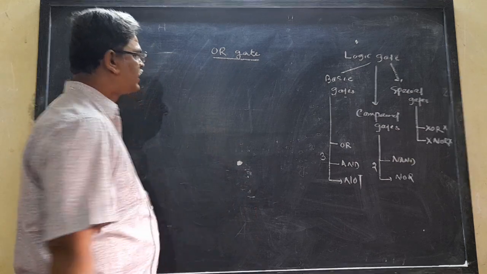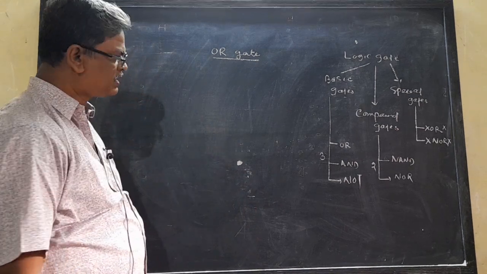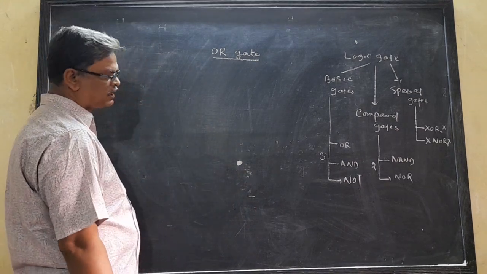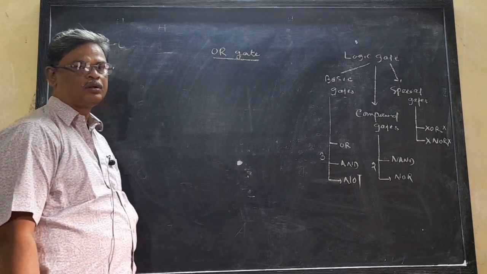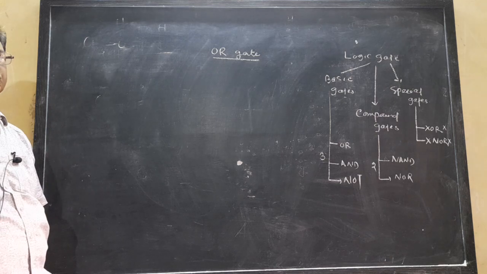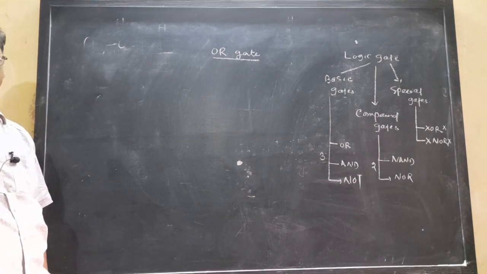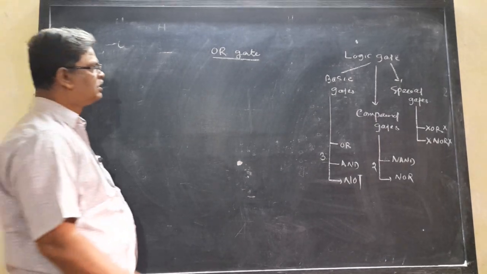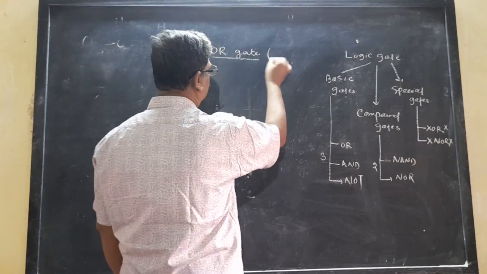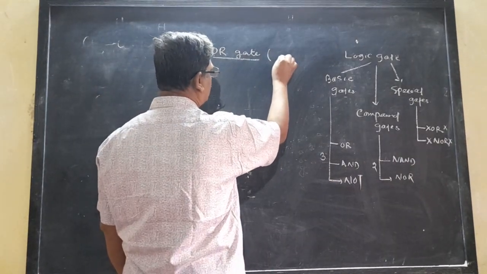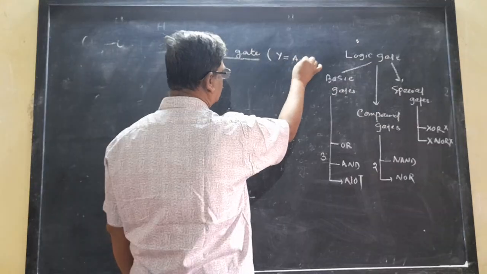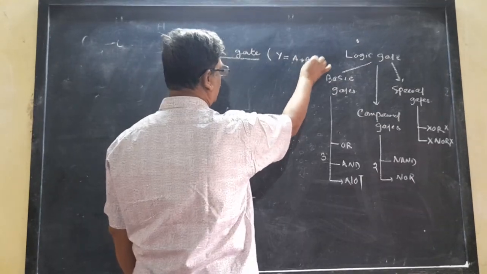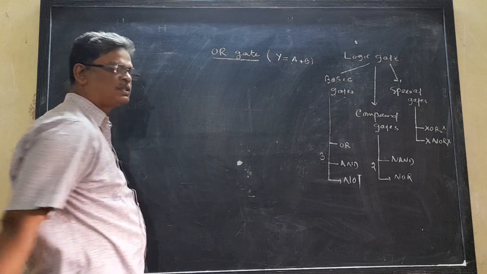Out of them, we have already studied the OR gate. An OR gate is a logic gate in which there are two or more inputs but one output. It is an addition operation. The Boolean expression is output equal to A plus B.